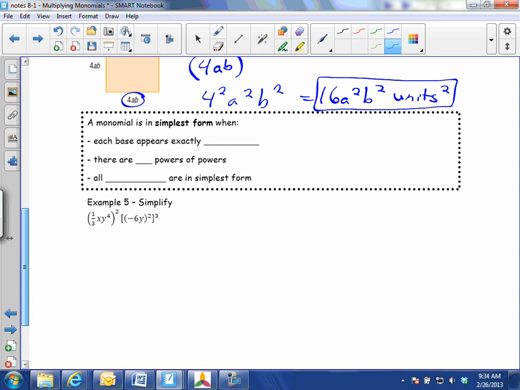Okay, last thing says, the monomial is in simplest form when all these 3 things are true. First, each base appears exactly 1 time. There are no powers of powers, and all fractions are in simplest form.